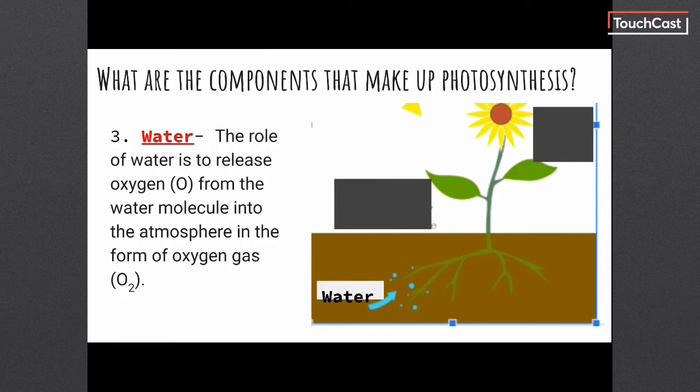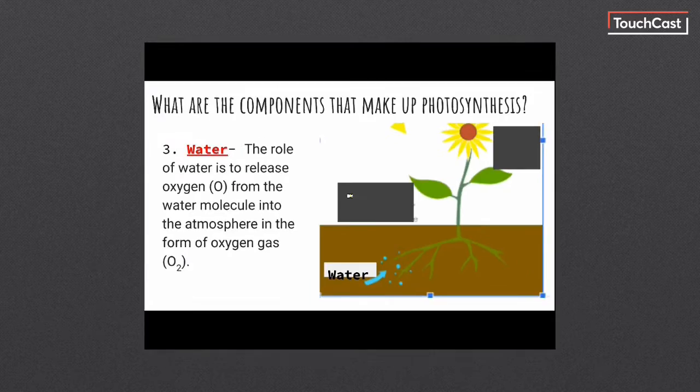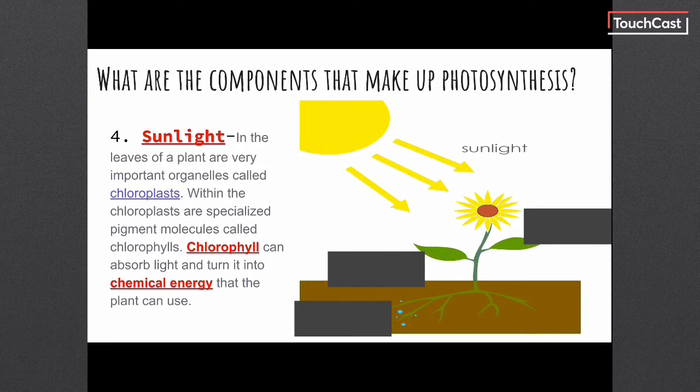Through all that little magic, the oxygen is split off. Once everything gets split away, oxygen is released into the atmosphere. I'm not really delving too much into the specifics of it, guys, because you'll go into more detail in high school. All you need to know is that water plays an important role in this process. It gets more complicated when you get to ninth grade, though. Just letting you know. All right, number 4, sunlight.